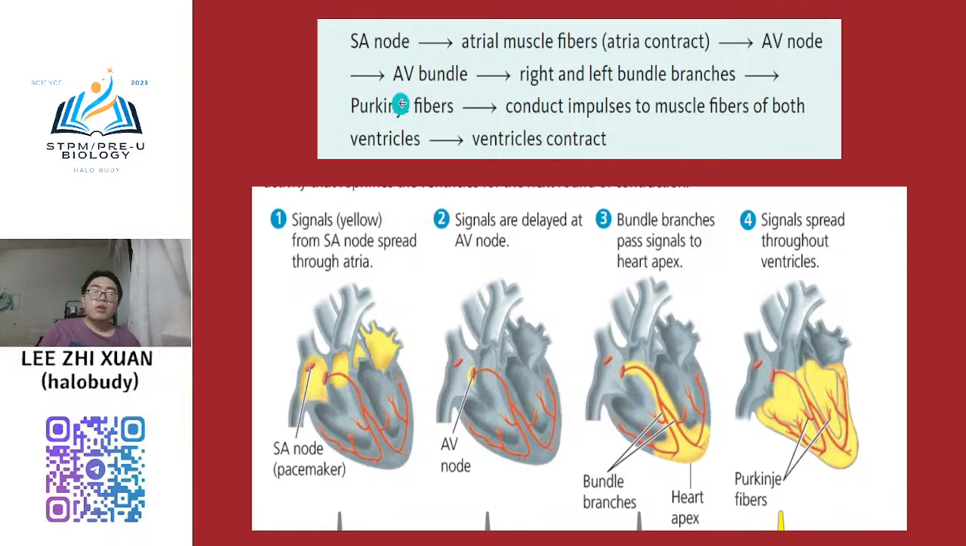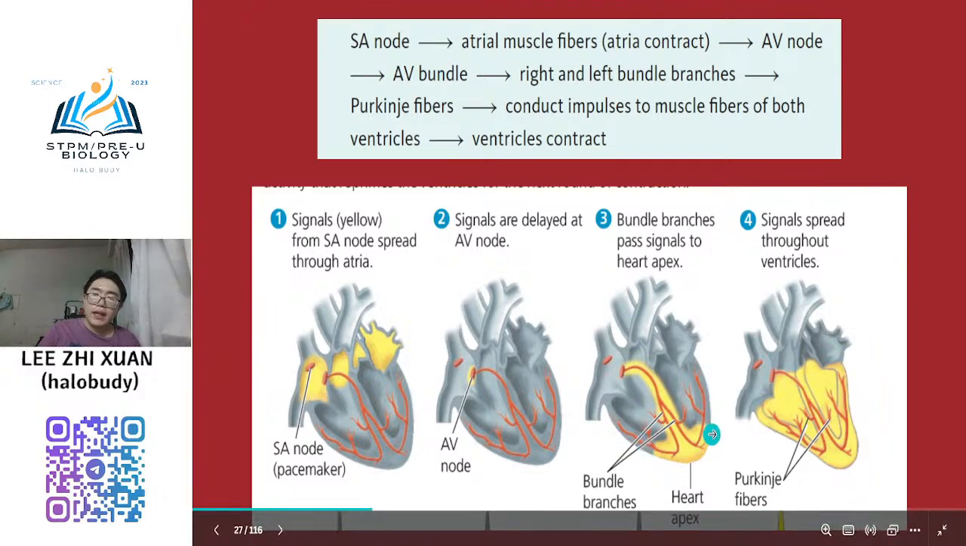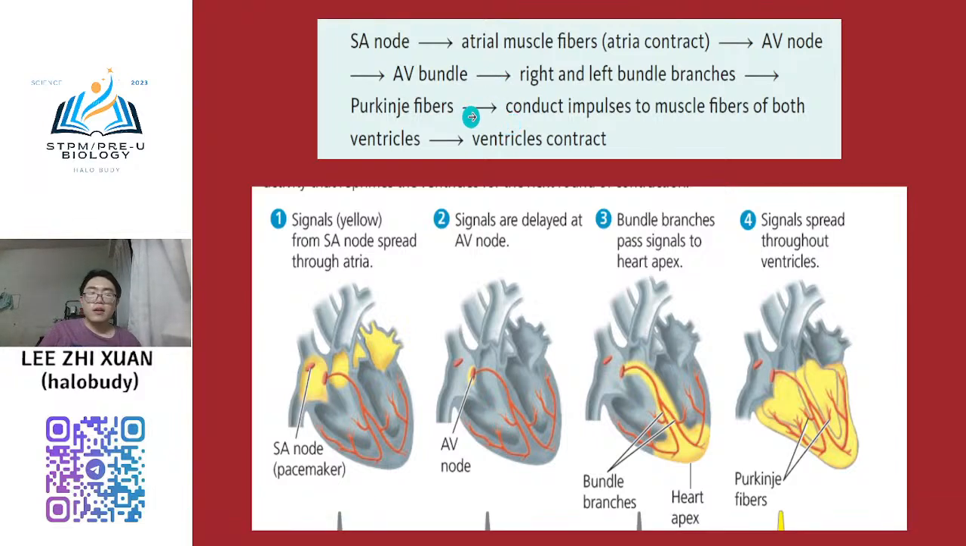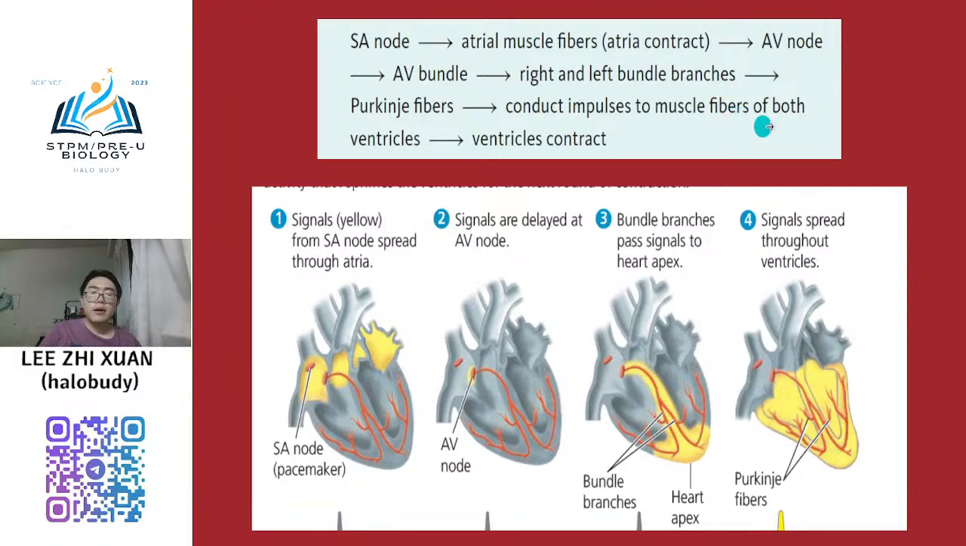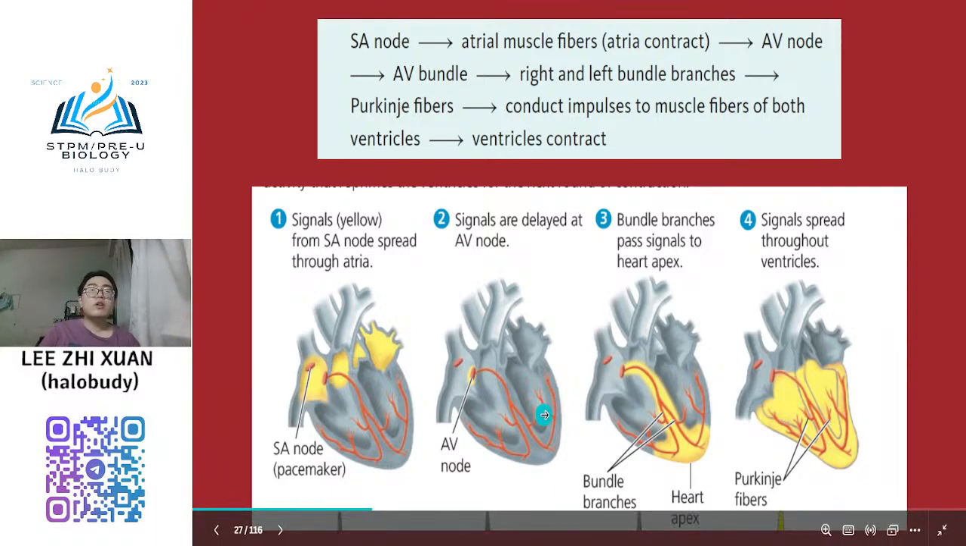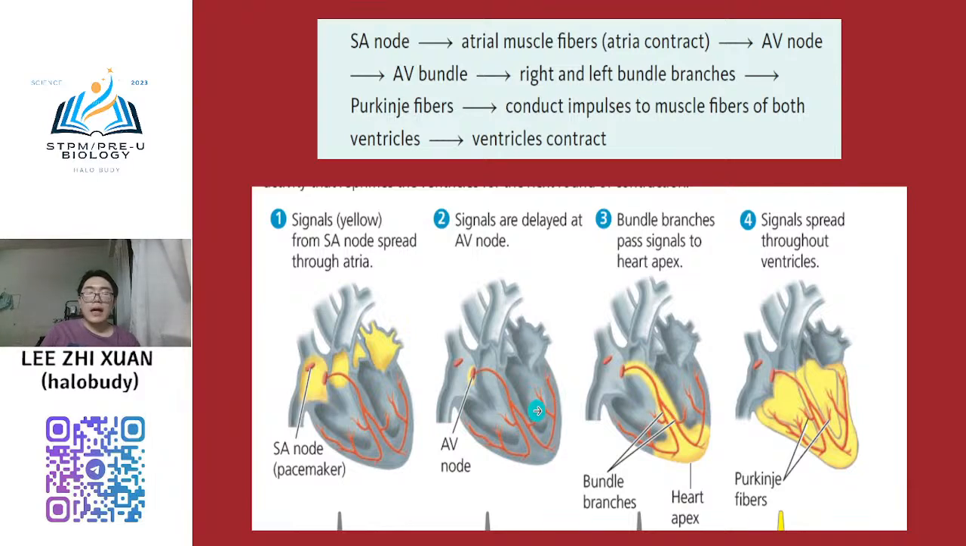So the AV node will go to the AV bundle. So the AV bundle actually is the bundle of His lah. And then after that, it will go to the right and left hand side bundle branch. Right hand side here, left hand side here. And then it will go to the Purkinje fiber. So this is the Purkinje fiber, and once the nerve impulse reaches the Purkinje fiber, it will conduct the impulse to the muscle fiber to make both ventricles contract. So now is the time that the ventricle is in ventricular systole.